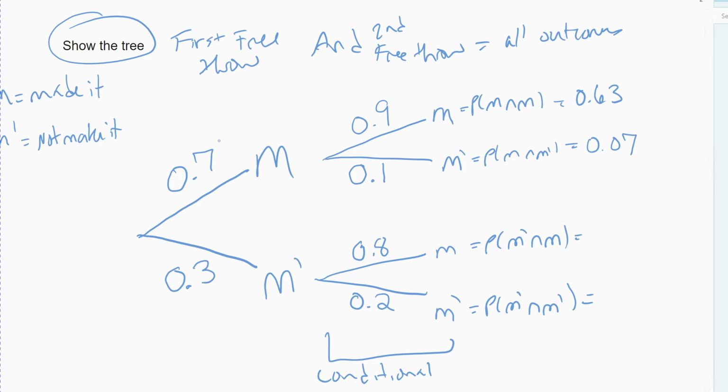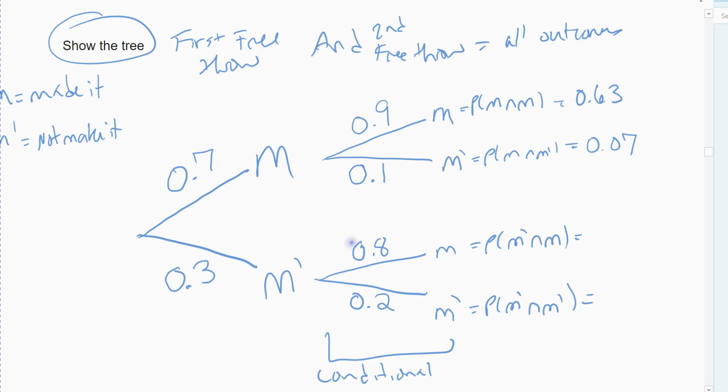63% of those 70 cases, she makes the second. 7% of those cases, she misses the second, right, based on her stats. Right, and again, that will happen here too. These two should add up to 30% of the outcomes where the first shot was missed. All right, so we do the same thing. So we take our 0.3, which is the probability she misses it, and then the probability she makes the second.